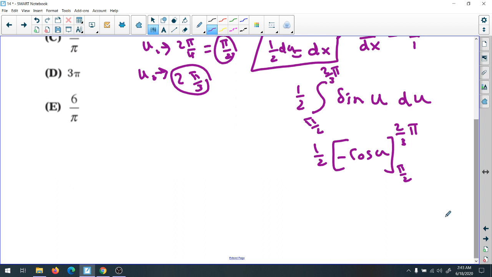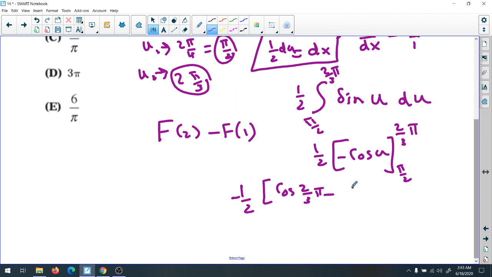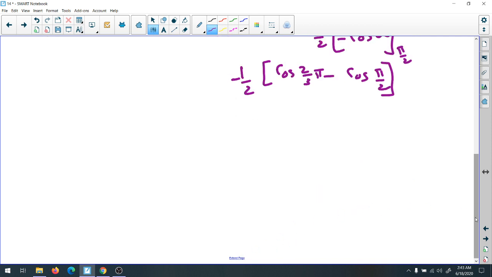I'm going step by step with you. You could take the negative with the half, so negative half, set it outside, and then plug in 2/3 pi here minus pi over 2. Remember, f of 2 minus f of 1. So it will be cosine of 2/3 pi minus cosine of a half pi.